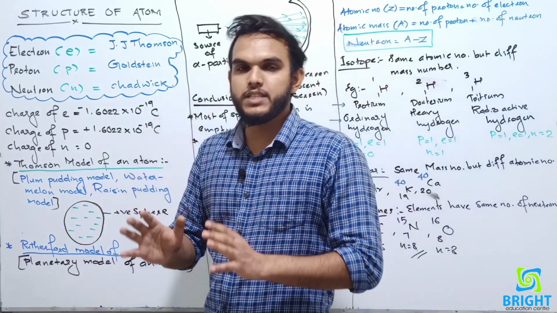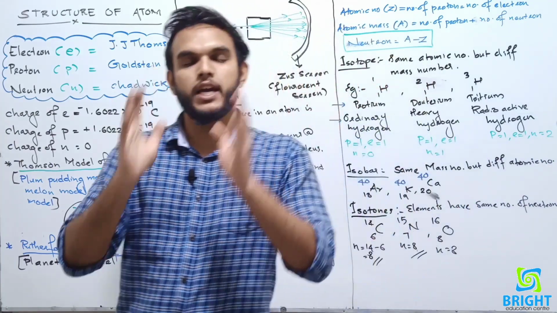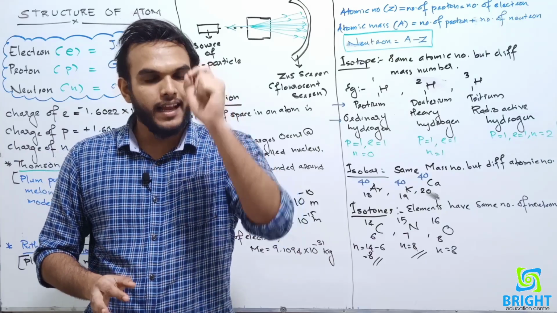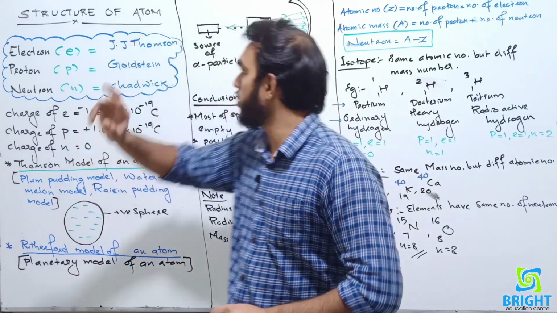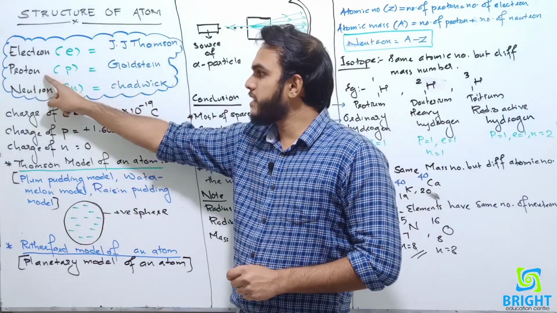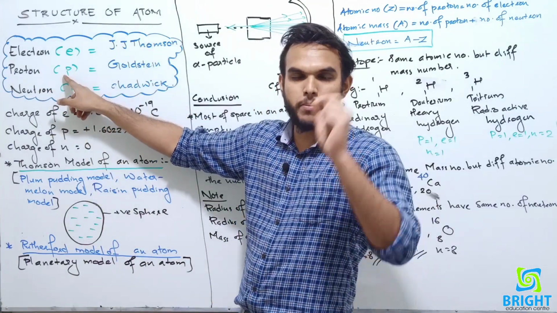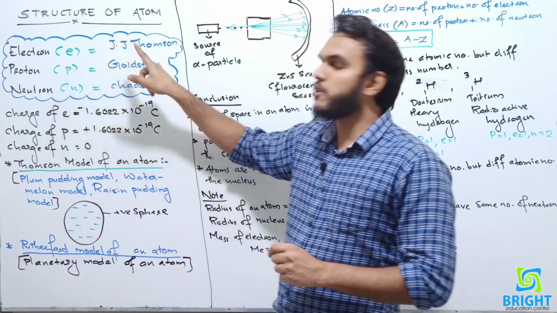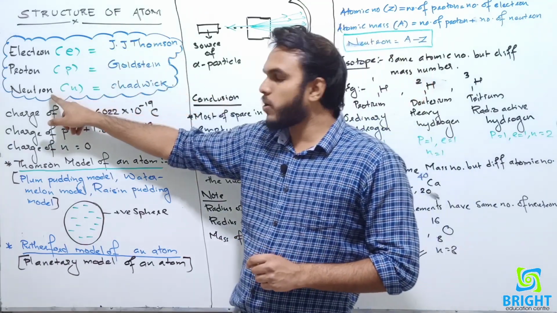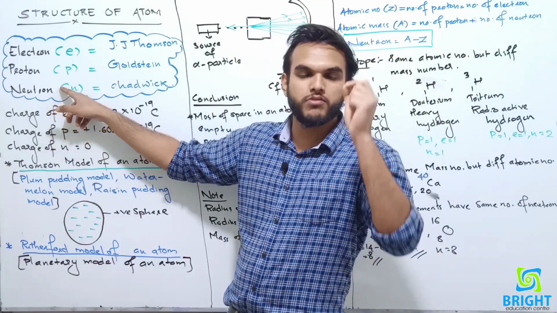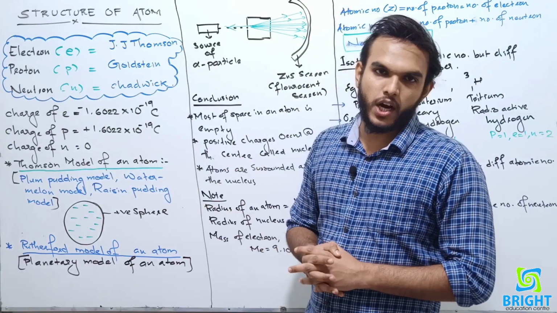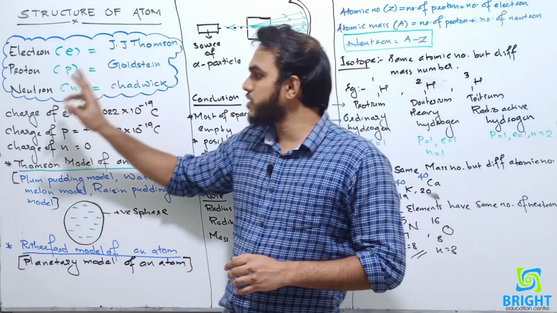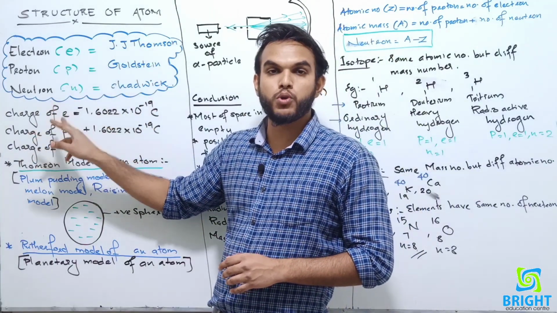So first of all, we studied what is electron, proton and neutron. Electron is a negatively charged particle represented by the symbol e and it is discovered by J.J. Thomson. Proton is a positively charged particle. It is represented by the letter P. It is discovered by Goldstein, and neutron is a chargeless particle represented by the symbol N and it is discovered by Chadwick.